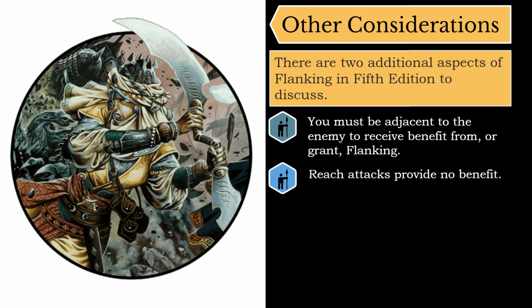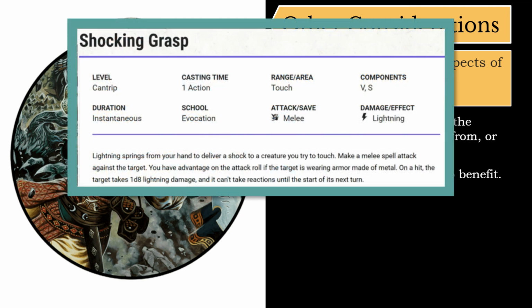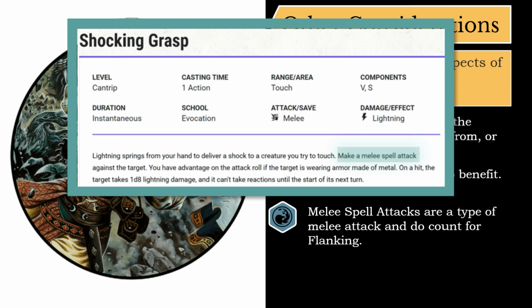Also, the question often arises about actions that are not weapon attacks. For example, what if you have flanking and cast Shocking Grasp? It's a spell with the range of touch, and its description instructs the caster to make a melee spell attack against their target. Would you receive the benefits of advantage here for making a melee spell attack? And yes, you would. The rule for flanking states that you gain flanking when making a melee attack. It does not specify that it must be a melee weapon attack. Therefore, melee spell attacks do gain advantage for flanking.